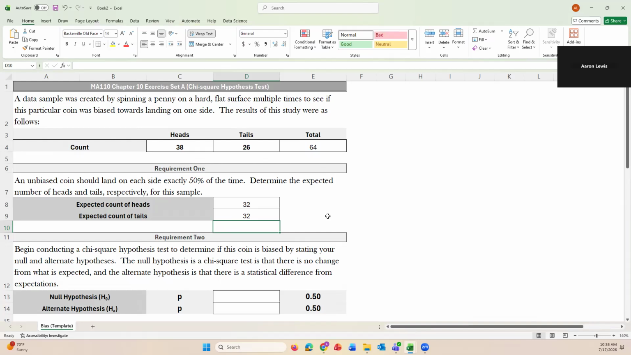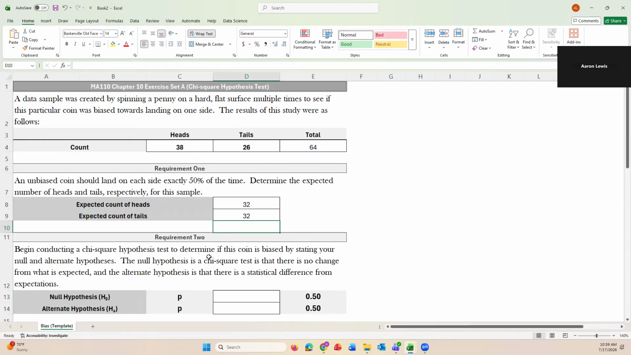Is that just random probability, small sample size, or is there a bias here? Is this coin, for one reason or another, more likely to land on heads than it is on tails? Well, let's do a hypothesis test to see this. So we're going to perform a chi-square hypothesis test to determine if this coin is biased.